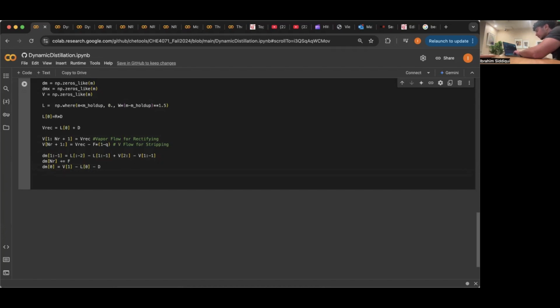Okay. So now that we've done this at 0, we can do it at -1. This is going to be dm -1. Let's go ahead and close this. This is going to be equal to liquid -2, and then minus our vapor at -1 minus our liquid at -1. Okay, perfect.